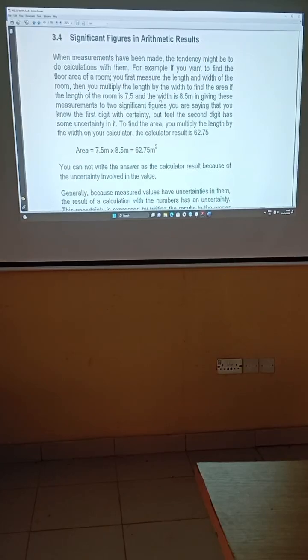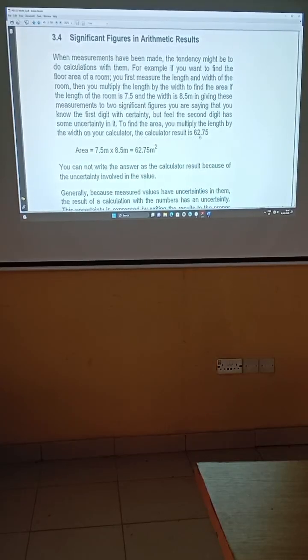Alright, so if the length of the room is 7.5 and the width is found to be 8.5 meters. Given these measurements to two significant figures, both of them are two significant figures. We are saying that you know the first digits with certainty, but the second digit has some uncertainty in it. To find the area, you multiply the length by the width on your calculator.